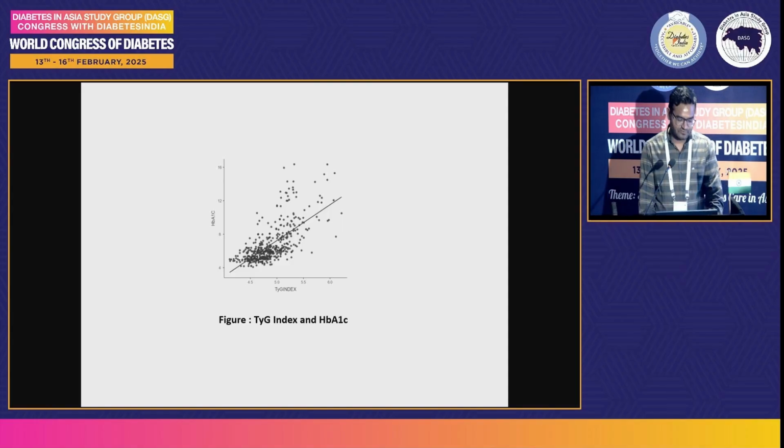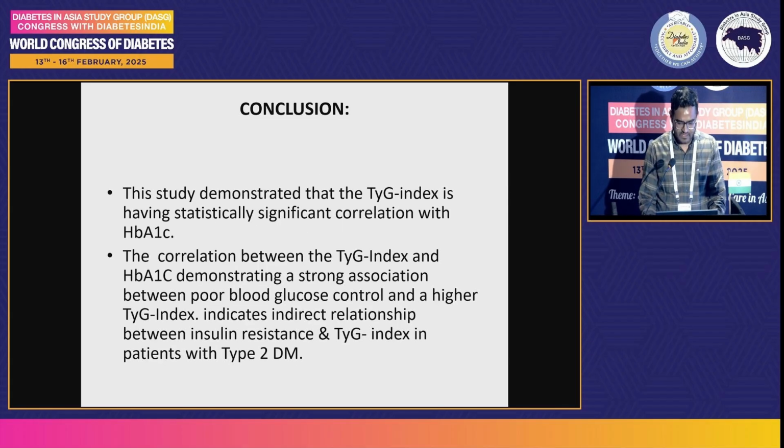This is the graph for the TyG index and HbA1c showing the linear correlation between these two parameters. The conclusion: the study demonstrated that the TyG index has a statistically significant correlation with HbA1c. The correlation between the TyG index and HbA1c demonstrates a strong association between poor glucose control and higher TyG index, and indicates an indirect relationship between insulin resistance and the TyG index in patients with type 2 diabetes mellitus.